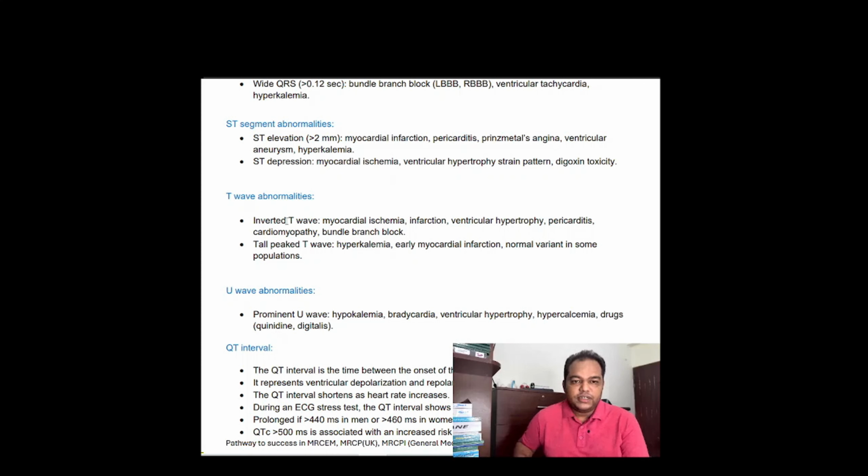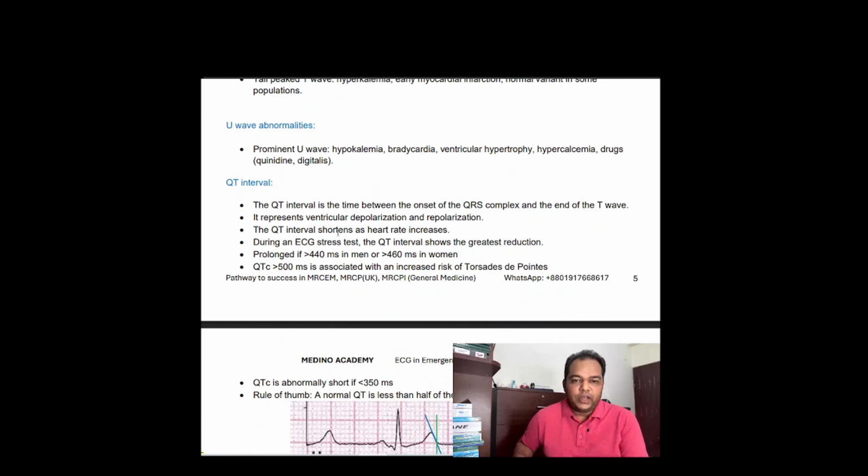T wave abnormalities, inverted T wave and tall peaked T wave. Inverted T wave is this. Inverted T wave may be found in case of myocardial ischemia or infarction, and tall peaked T can be present in case of hyperkalemia. U wave. Prominent U wave can be found in hypokalemia or hypercalcemia.